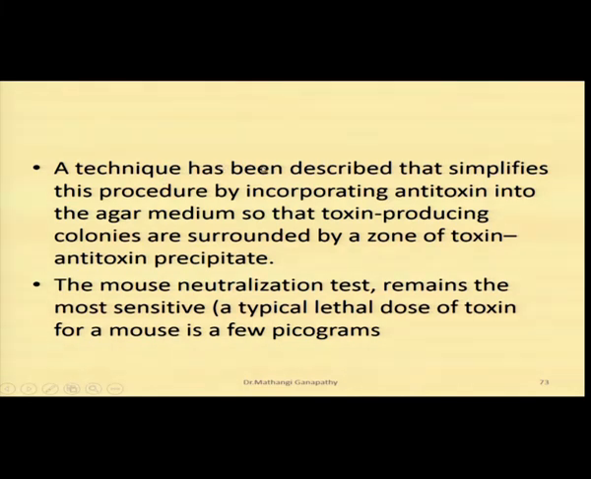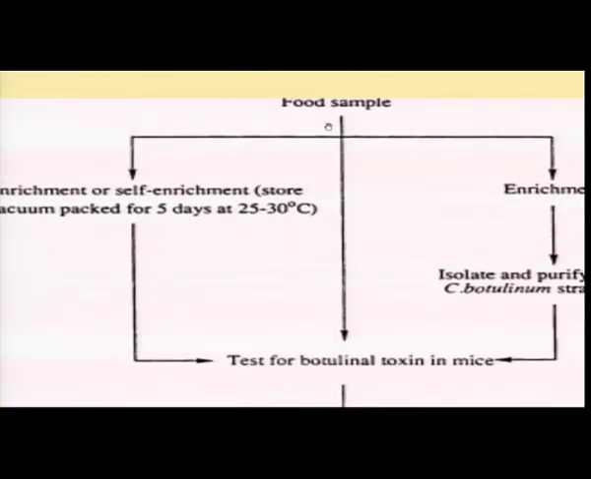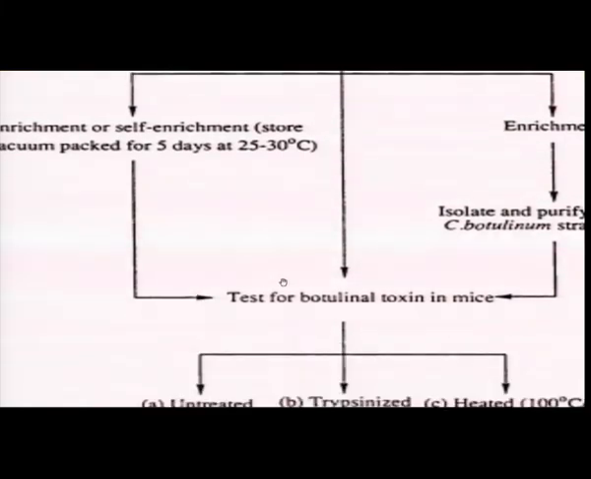A technique has been described that simplifies this procedure by incorporating an antitoxin into the agar medium so that the toxin-producing colonies are surrounded by a zone of toxin-antitoxin precipitate. The most sensitive test is the mouse neutralization test. Actually, what we do is we take the food sample and test for the botulinum toxin. After enrichment, we test for the botulinum toxin in mice.